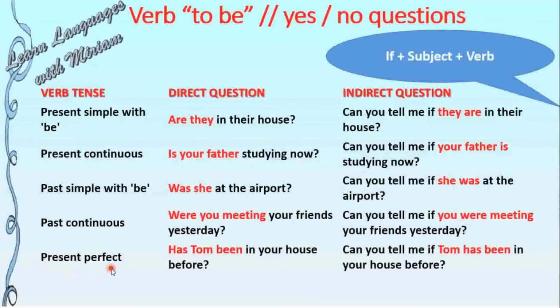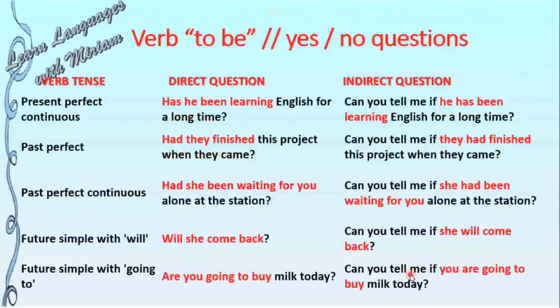Present perfect. Has Tom been in your house before? Can you tell me if Tom has been in your house before? Present perfect continuous. Has he been learning English for a long time? Can you tell me if he has been learning English for a long time?